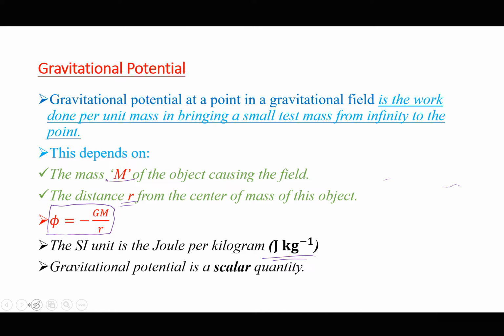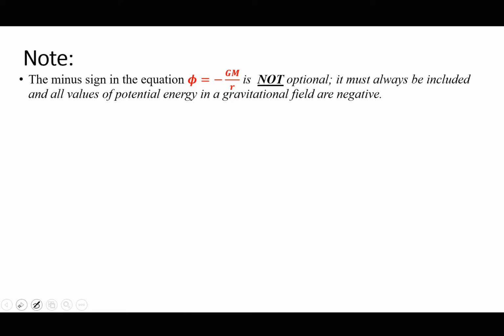Gravitational potential is a scalar quantity. There are a few important points that you should note. Number 1, I want you to note that the minus sign in the equation of gravitational potential is not optional.